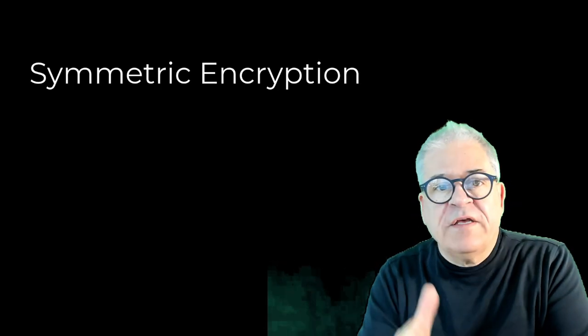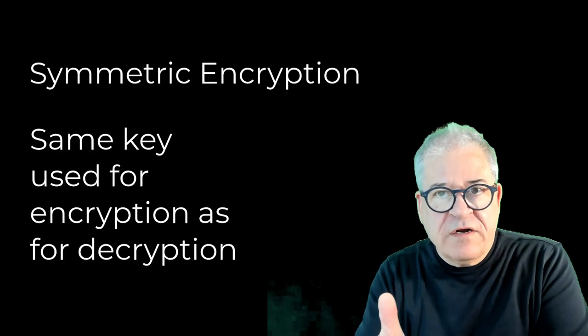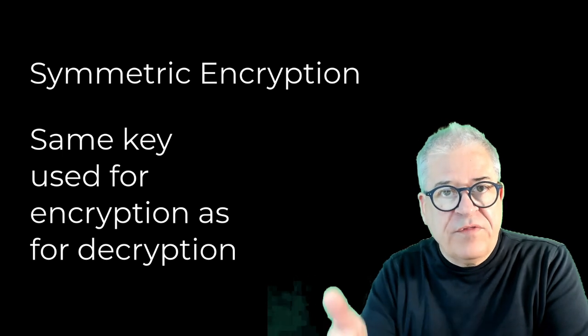This makes this an example of what we call a symmetric cipher, meaning that the same key is used for encryption as is used for decryption. And so in a symmetric cipher, the security is based on the idea of a shared secret. Both parties know the key.